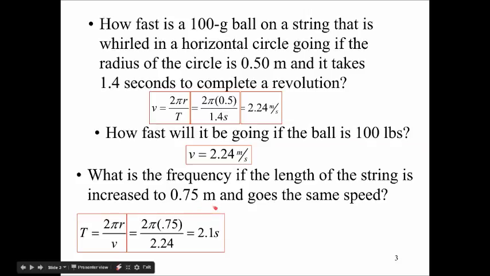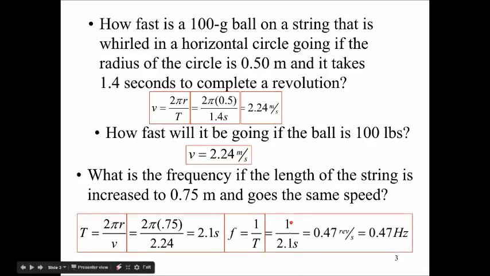Because the radius is larger, it takes longer to go around one revolution. Not slower, but it takes more time, rather. And the next question is, what's the frequency? So the frequency is the reciprocal, and so we simply put 1 over 2.1 seconds. That comes out to 0.47 revolutions per second, and then we can label that as 0.47 hertz. So those are pretty straightforward questions. Those are the basis of the kinematics.